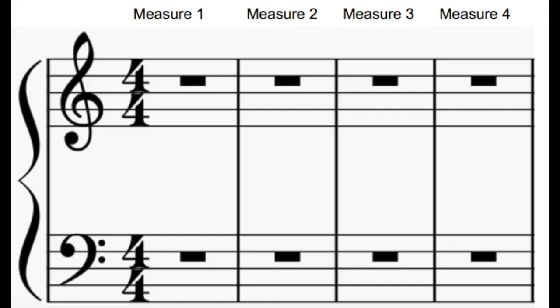If you are unfamiliar with what a measure is, here's a picture of 4 different measures. They are always separated by vertical lines, called bar lines.